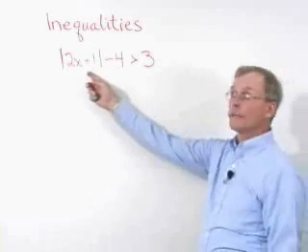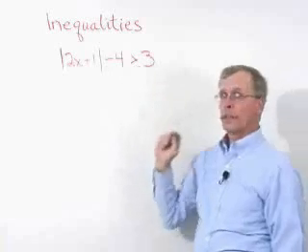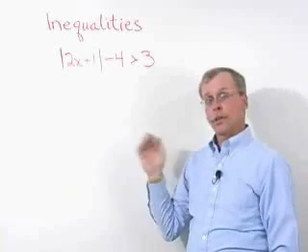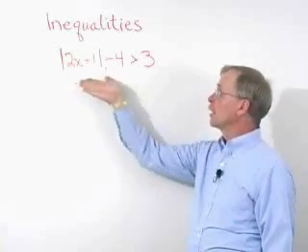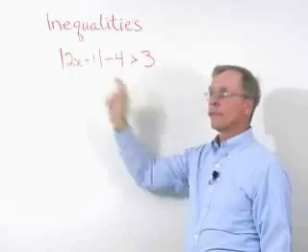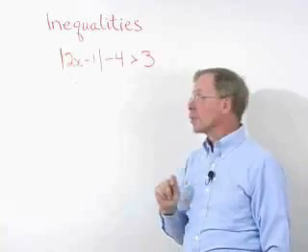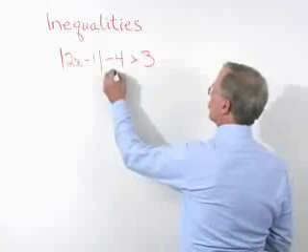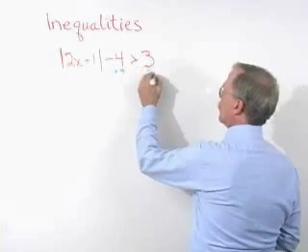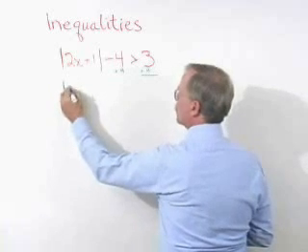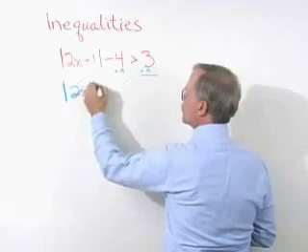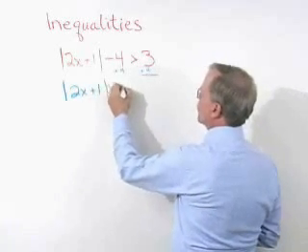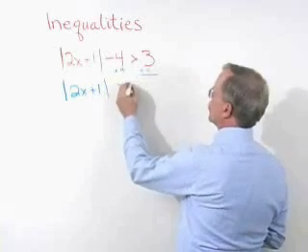When there's an absolute value in an inequality, we'll still proceed as if it were an equation. And the way we proceed if it were an equation would be to solve for the absolute value first. So in this case, we have to add 4 to both sides. And we'll get the absolute value of 2x plus 1 is larger than 7.